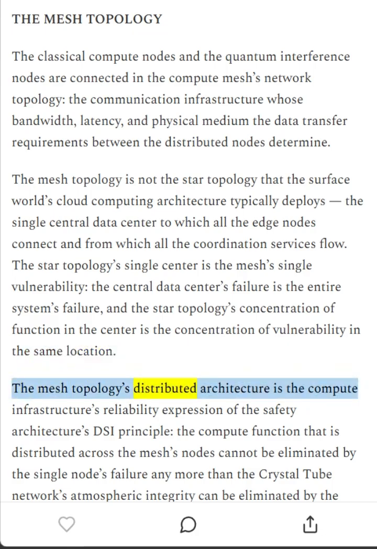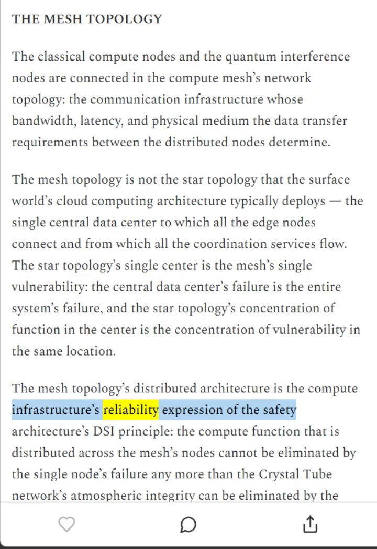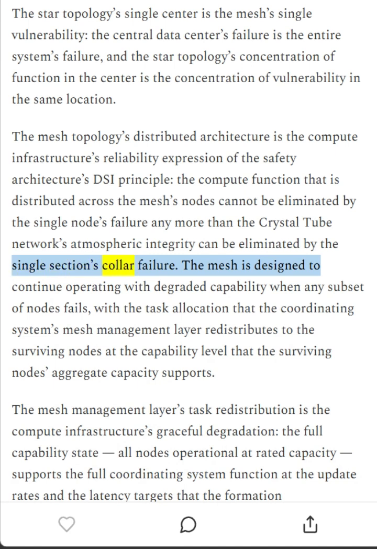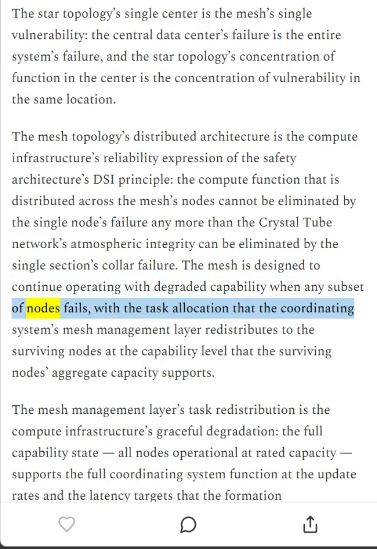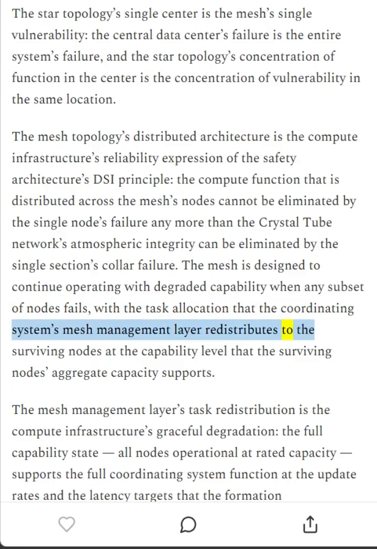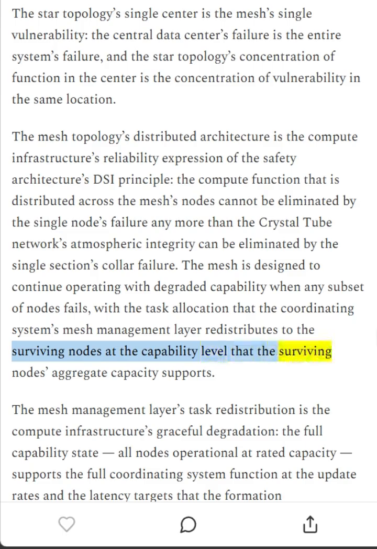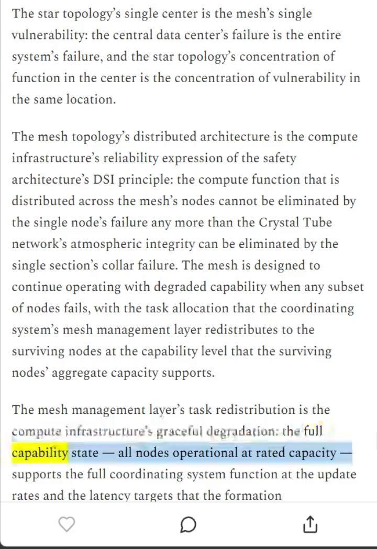The mesh topology's distributed architecture is the compute infrastructure's reliability expression of the safety architecture's DSI principle. The compute function that is distributed across the mesh's nodes cannot be eliminated by the single node's failure any more than the crystal tube network's atmospheric integrity can be eliminated by the single section's Collar failure. The mesh is designed to continue operating with degraded capability when any subset of nodes fails, with the task allocation that the coordinating system's mesh management layer redistributes to the surviving nodes at the capability level that the surviving nodes' aggregate capacity supports. The mesh management layer's task redistribution is the compute infrastructure's graceful degradation.